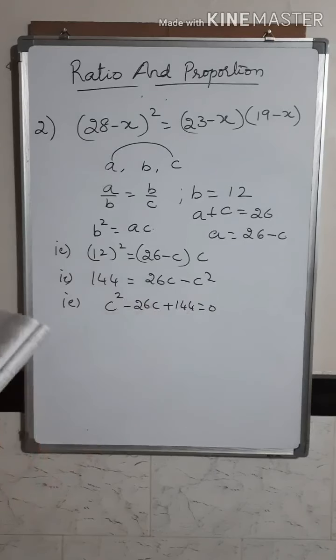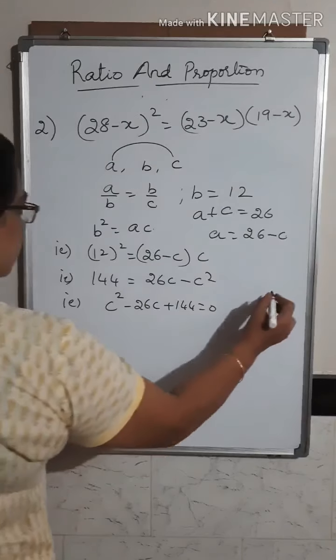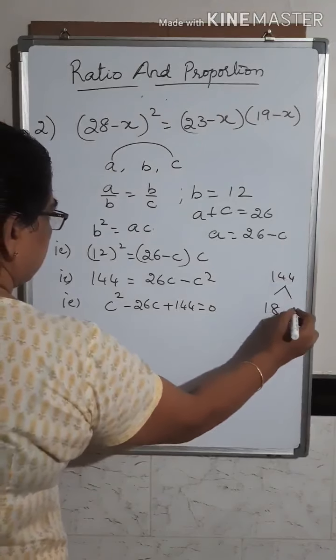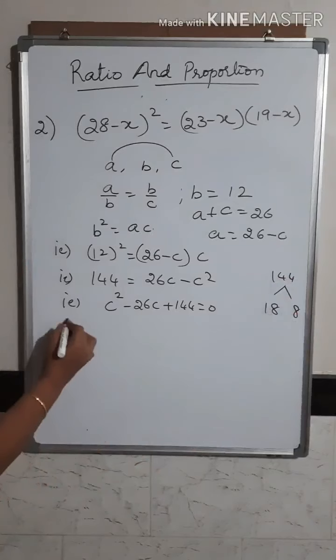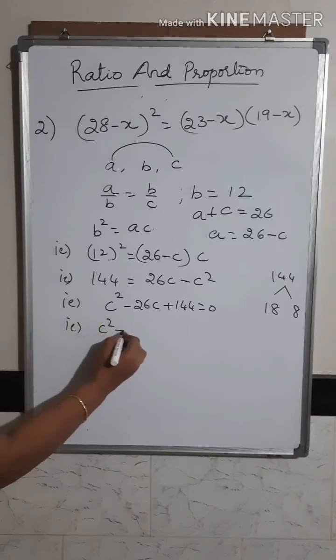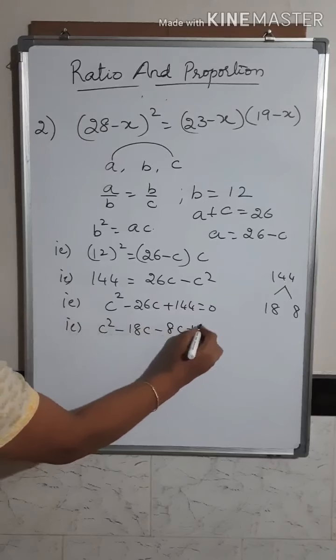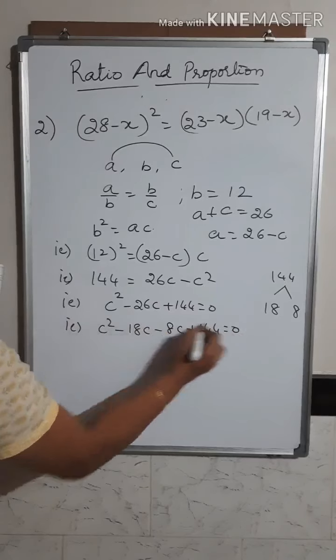So you have got a quadratic equation here. You need to solve the quadratic equation and find out the values of C. 144 is 18 into 8. So you get this as C square minus 18C minus 8C plus 144 equal to 0.